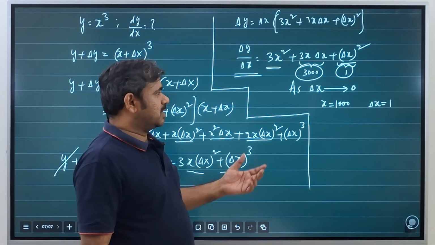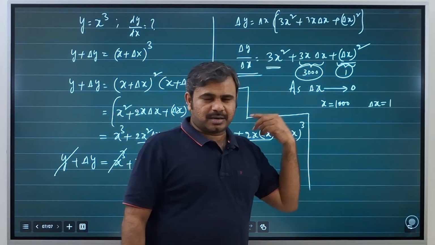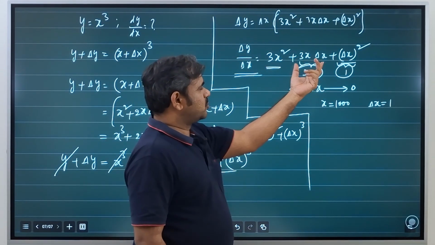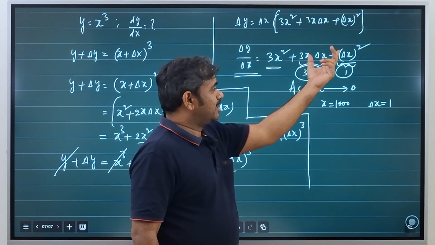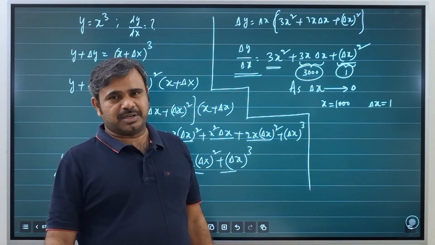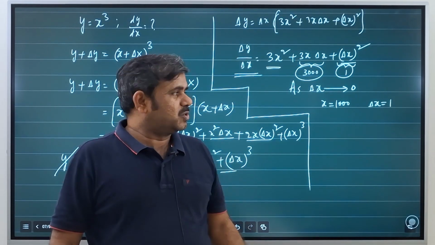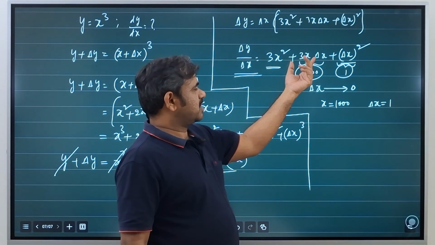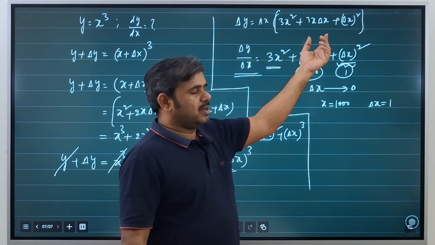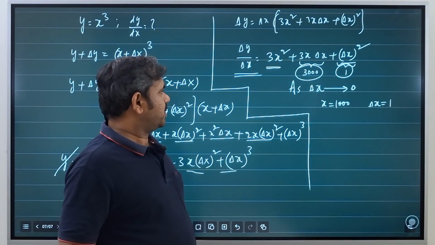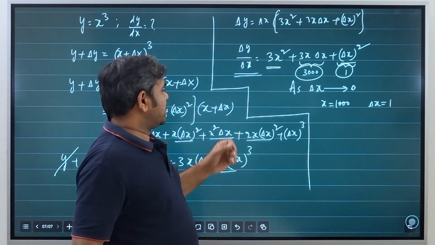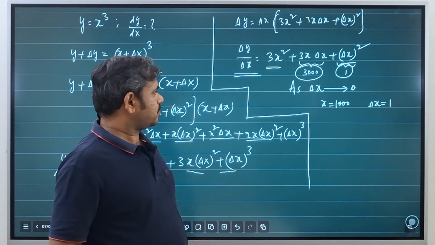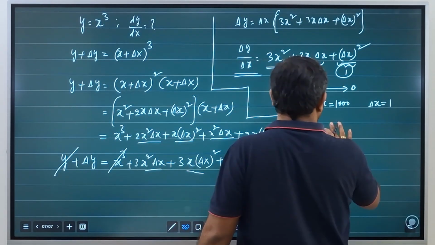So what I am trying to say is, as delta x becomes smaller and smaller, as delta x approaches 0, these two terms are negligibly small compared to 3x square. These two terms are approaching zero also. As delta x approaches 0, 3x into delta x is becoming smaller, delta x whole square is also becoming smaller compared to 3x square. So then we can say delta y by delta x approaches which value? 3x square.